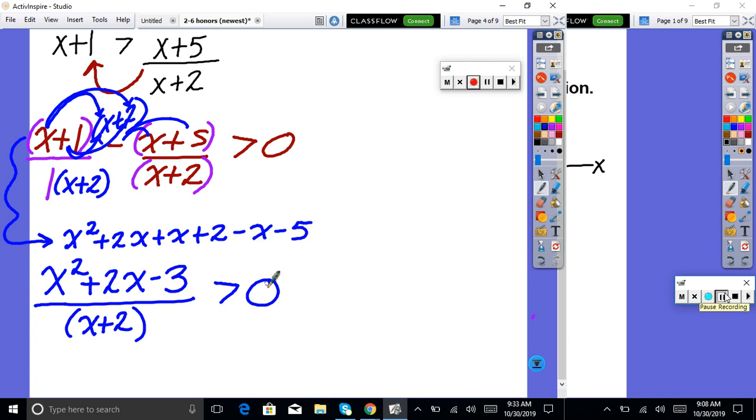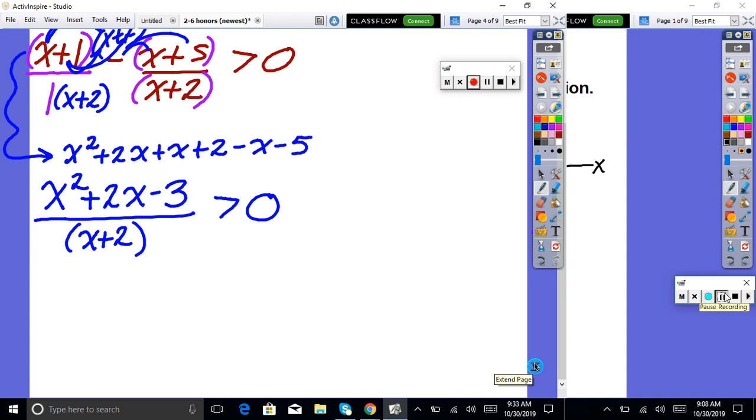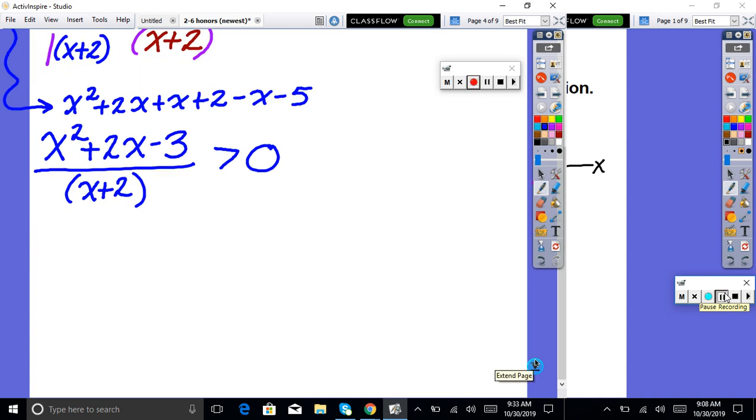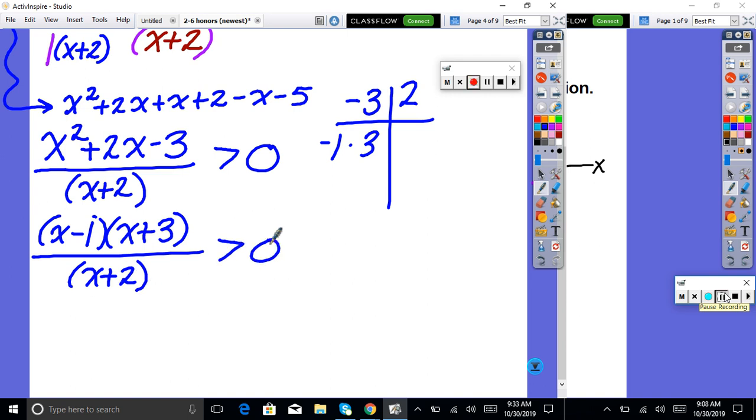So now we're going to factor it so that we can easily get our critical values. So from here, let's factor the top. We'll multiply to be -3 and add up to be 2. 1 times 3, -1. The top quickly factors to be x minus 1 and x plus 3 all over x plus 2. When is that greater than 0? All right, so now we're able to create our number line here for our x-axis essentially and put in our critical values.